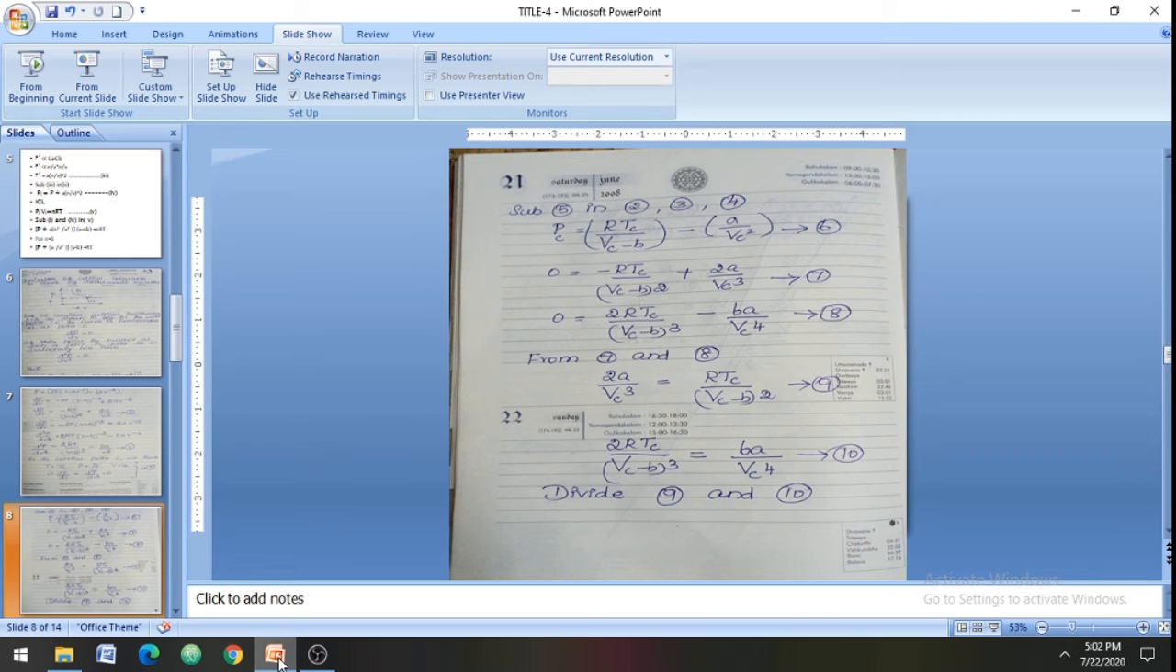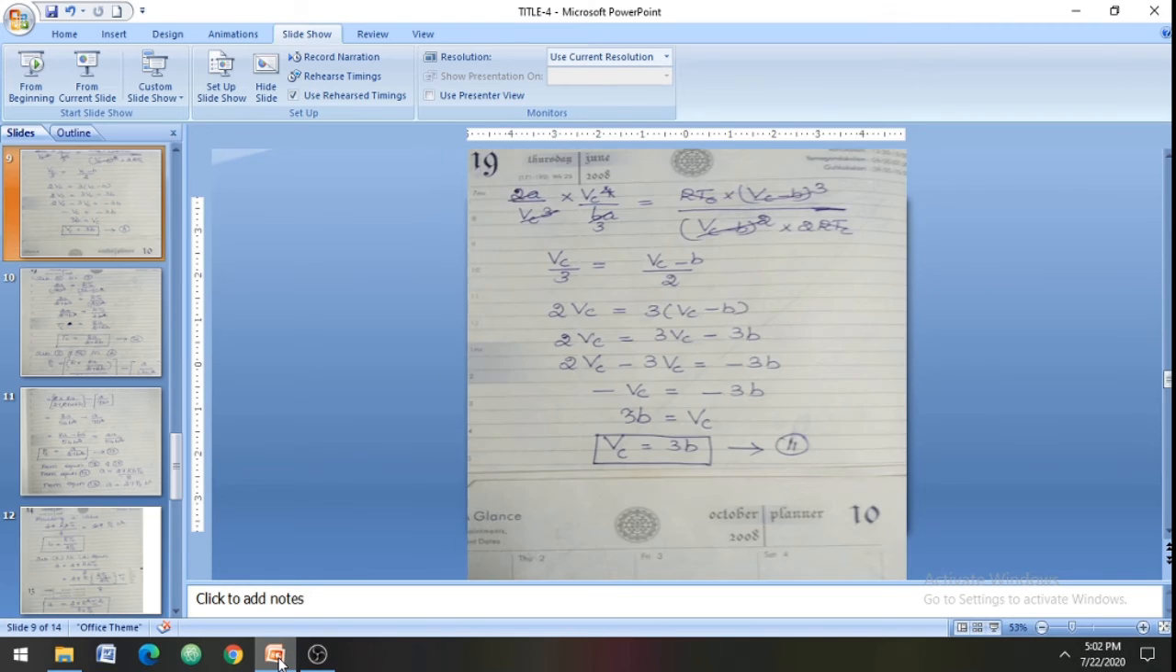Then take the eighth expression: 2RTc by (Vc minus b) whole cubed is equal to 6a by Vc power 4. This is the 10th expression. So divide 9 by 10. Dividing the expressions and rearranging, finally we get the value Vc is equal to 3b. This is one of the critical constant values.